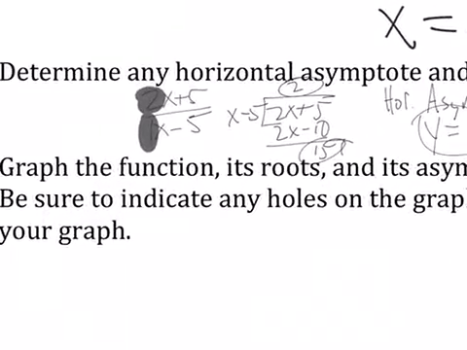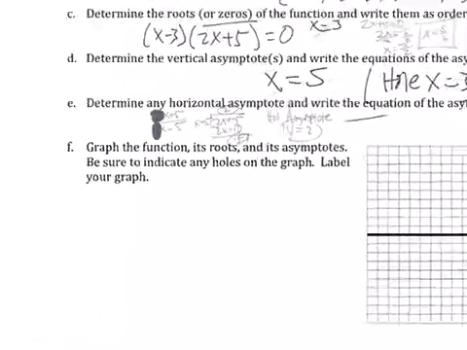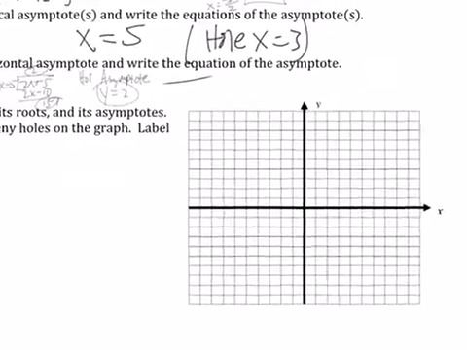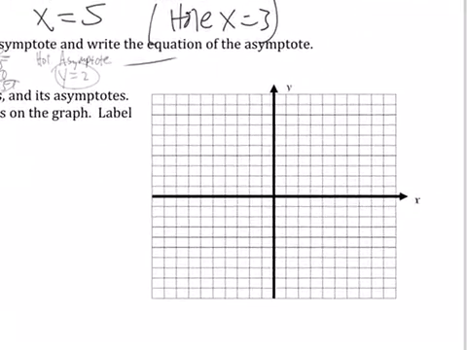The shortcut only works, by the way, when the degrees are the same on the top and the bottom. All right, let's graph this up and be done with it. First thing you want to graph is your asymptotes. So we have a horizontal asymptote at y equals 2, and a vertical asymptote at x equals 5. So there's our vertical asymptote at x equals 5, and our horizontal asymptote there at y equals 2, right there.